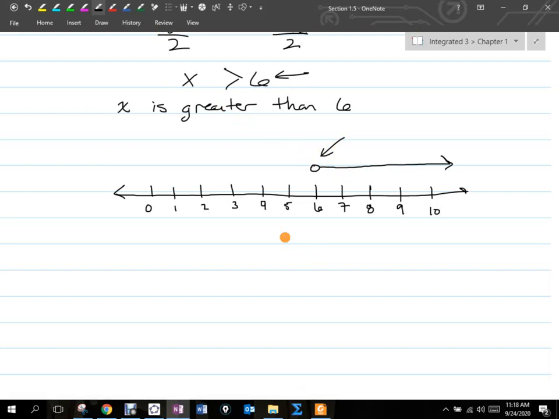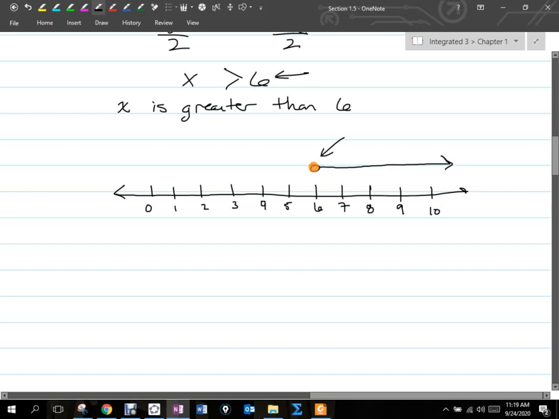No. Okay? But is 6.1 greater than 6? And that image right there shows me that. Okay? Is 6.00000000000000001 greater than 6? Yes. And that's showing me with this open dot that you can get as close to 6 on this side as possible, as close as you want, but you can't step over onto 6. Does that make sense, everybody?